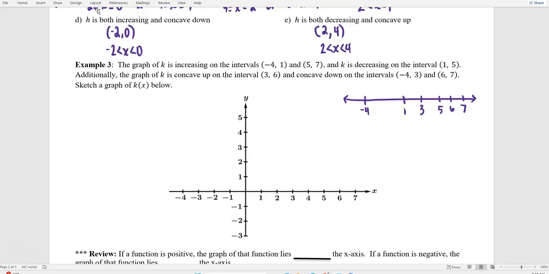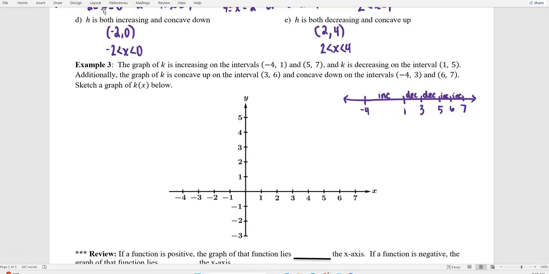So, what I can do is go through and put increasing or decreasing and then concave up, concave down in each little section so I know what I'm looking for. So from -4 to 1, I am increasing. And from 5 to 7, I'm increasing. So I've got increasing here and increasing here. And then decreasing from 1 to 5, so that would be here and here.